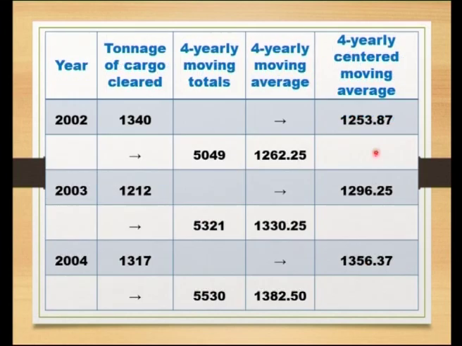Okay. Similarly, the values are calculated. It is centered, these 2 divided by 2 is centered. Centered, in the sense, there must be a year corresponding to that particular trend value. So, these are the 4 yearly centered moving averages.